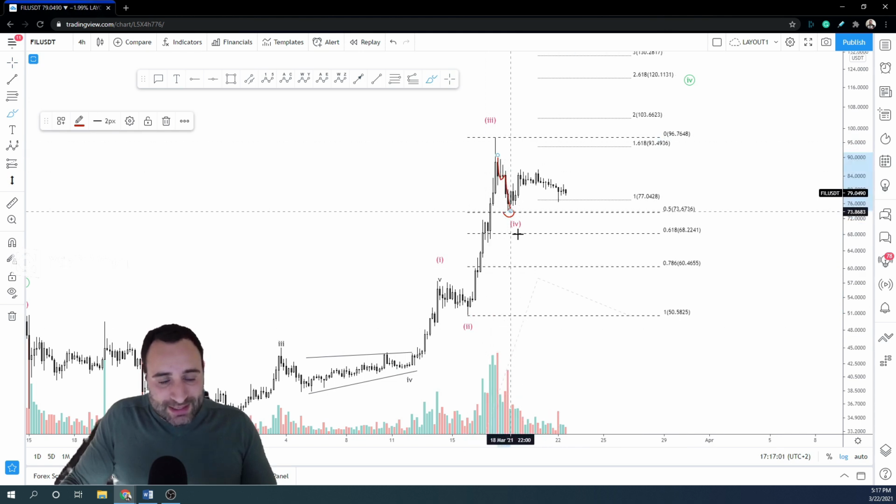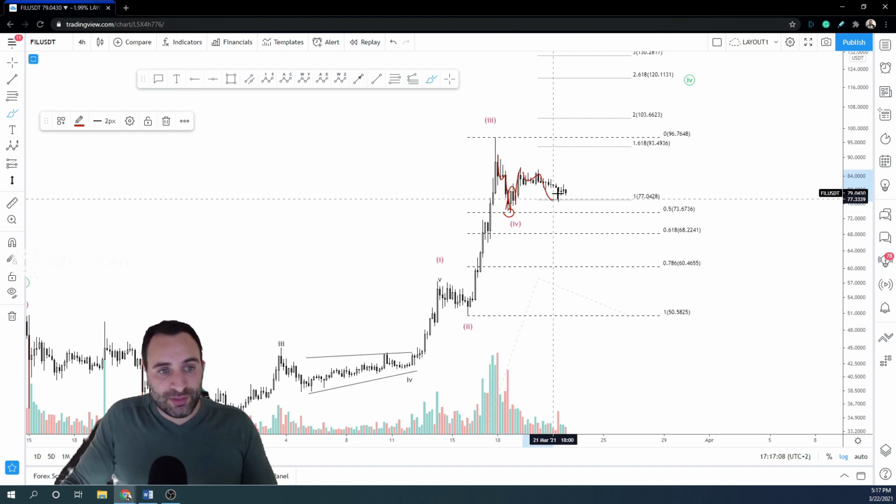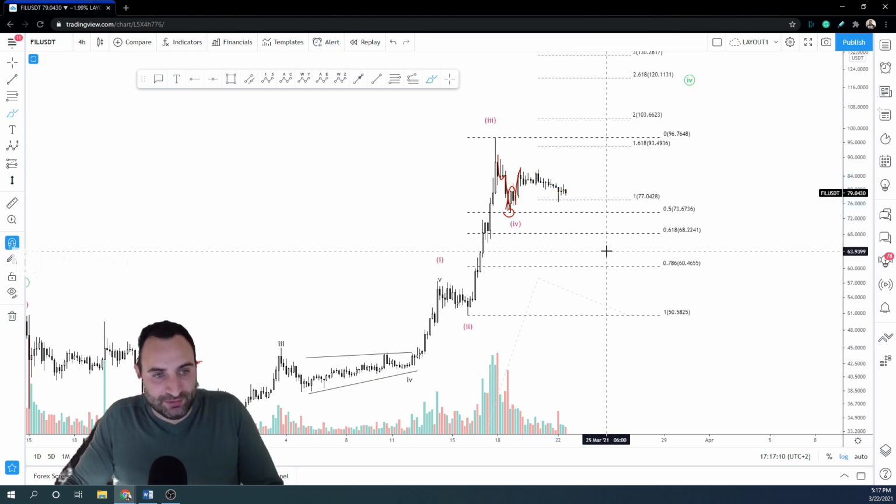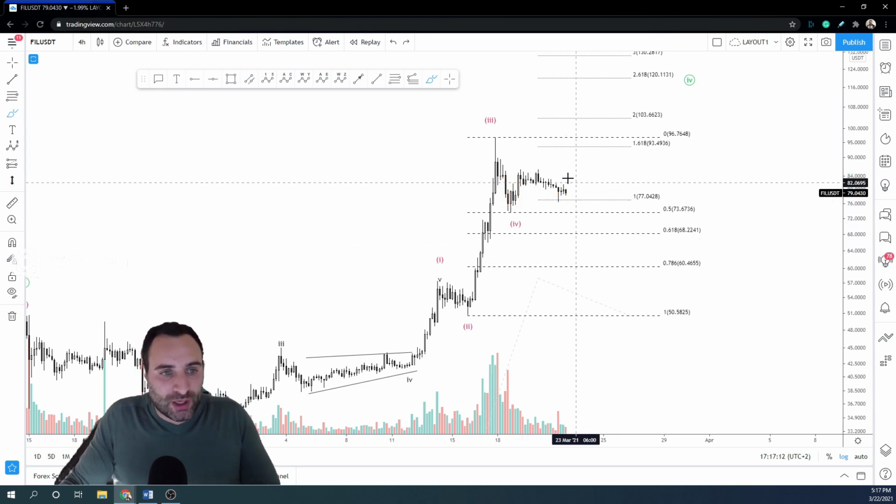And this looks like an ABC to me. And on the upside, this looks like an ABC to me as well. So we've got 1, 2 now, 3 and 4, and perhaps we could get a 5. And why? Here's what I'm looking at, guys. I'm looking at this level over here, okay?